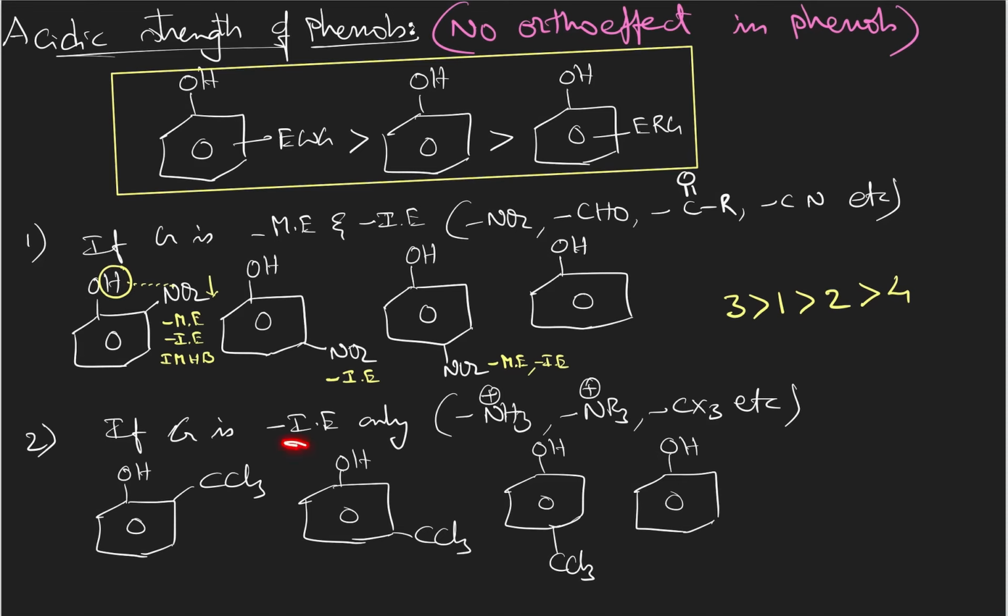Then second example, only negative inductive effect groups are there. Even in carboxylic acids also I have given this example, in which if only negative inductive effect groups are present, it simply depends upon the distance. Having electron withdrawing group is better, therefore fourth is the least, and then having electron withdrawing group nearest is best. So 1 greater than 2 greater than 3 greater than 4.